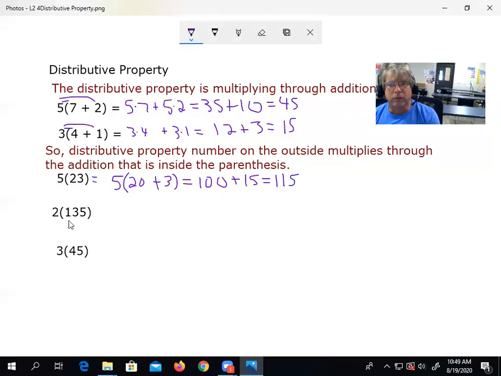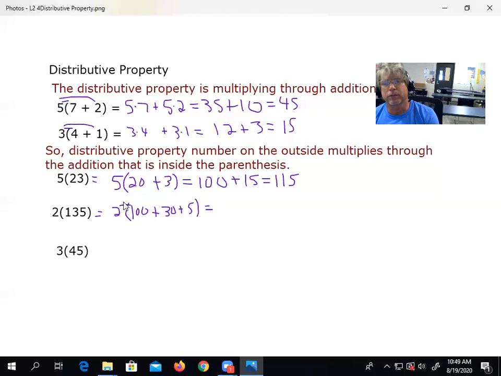So when I do 2 times 135, the distributive property, you have to have addition. So what I'm allowed to do is change the 135 into an addition problem. The 100 is what the 1 means, plus the 3, which means 30. And then we have 5 ones. So I could change that to 100 plus 30 plus 5. Those are equivalent. But now it's an addition problem, so I can distribute the multiplication through these 3 pieces.